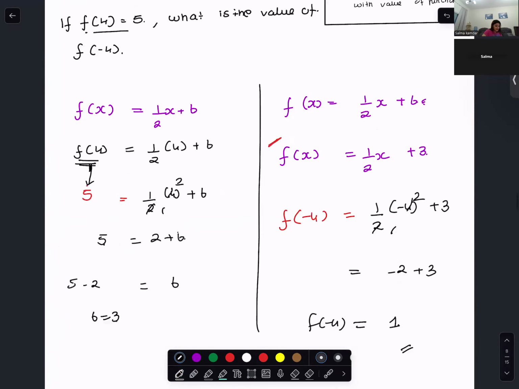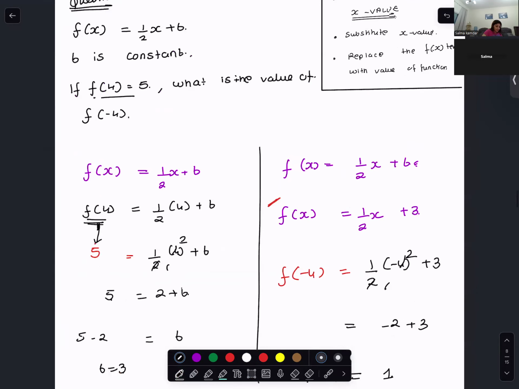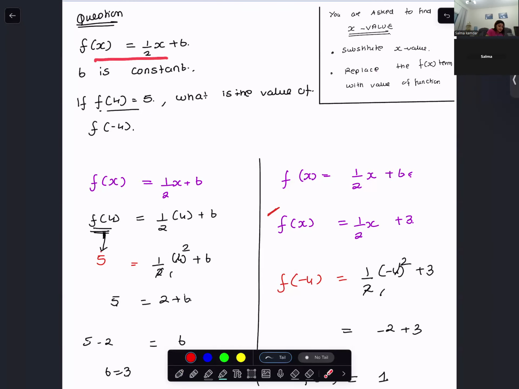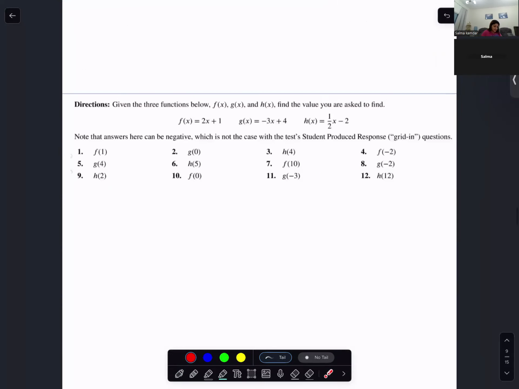Please understand very clearly, the reading is very important. We had the function, and the value of this function when x was 4 is 5. So this function is equal to 5 when x is 4. And they wanted us to find f of -4. You can redo this sum.